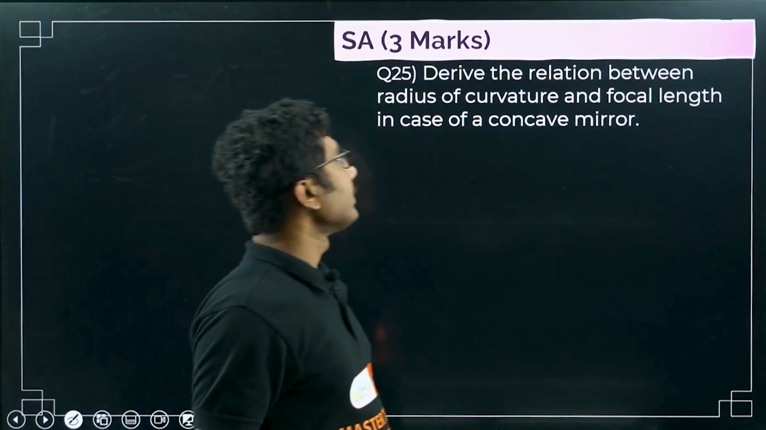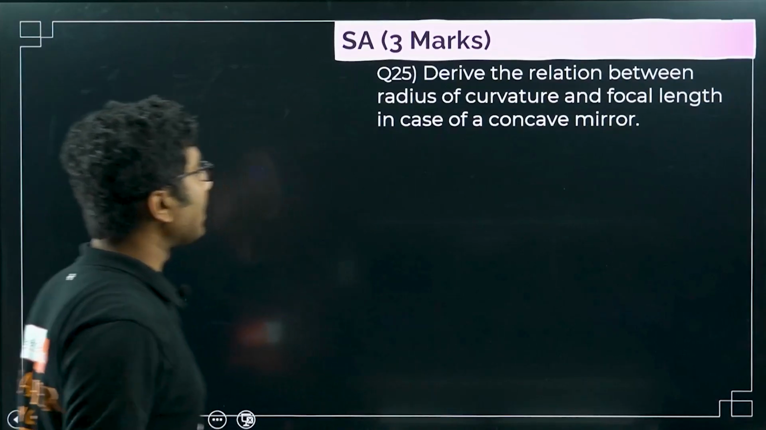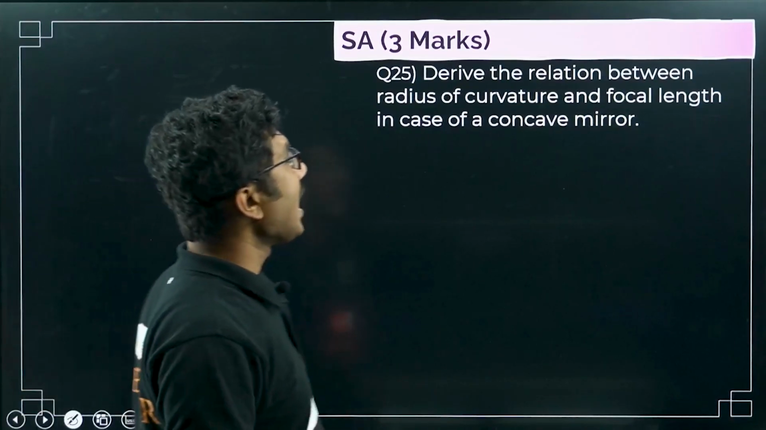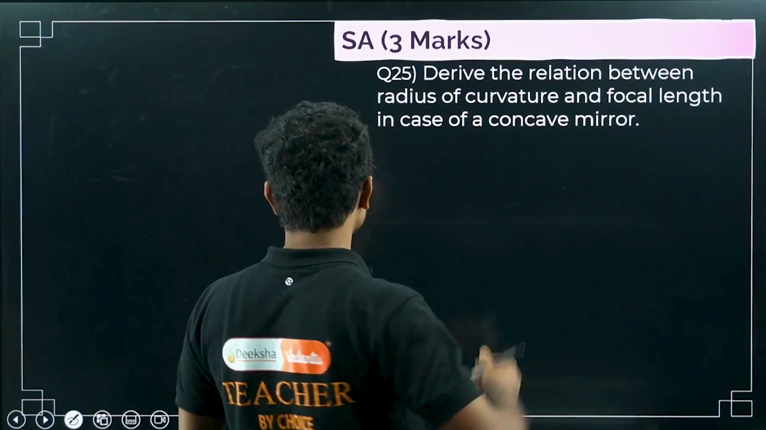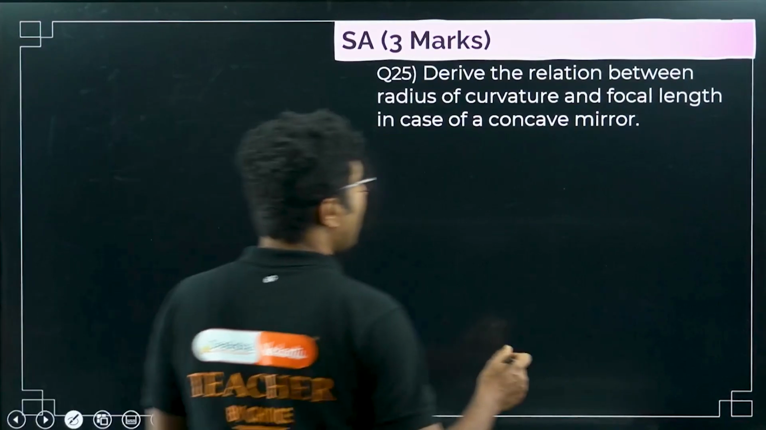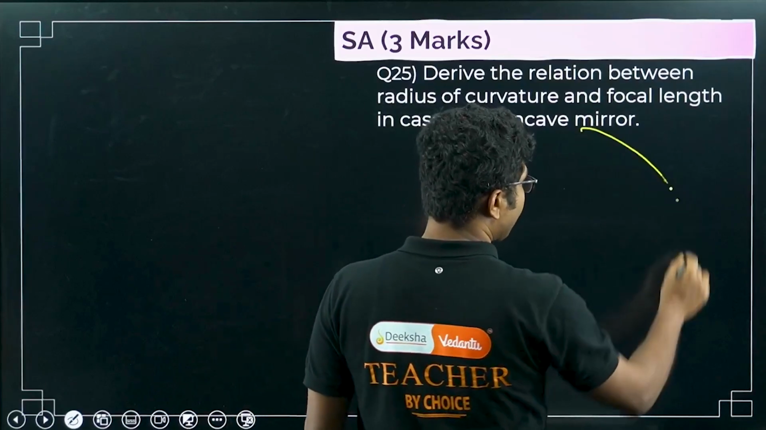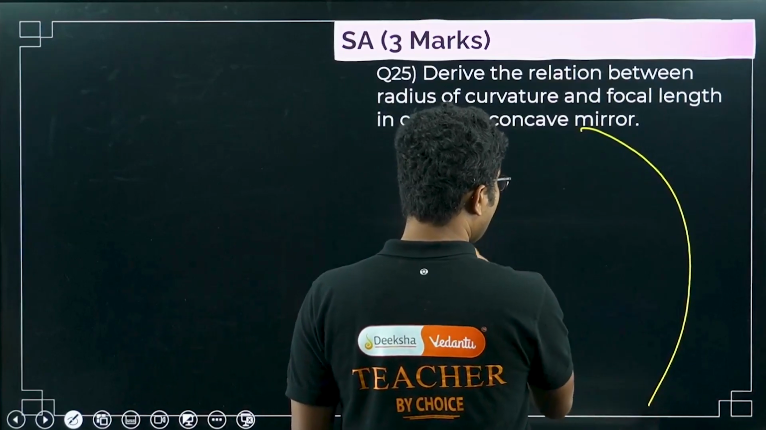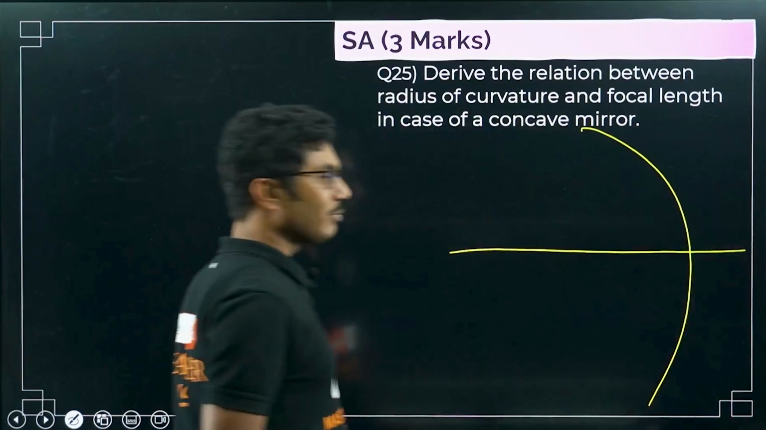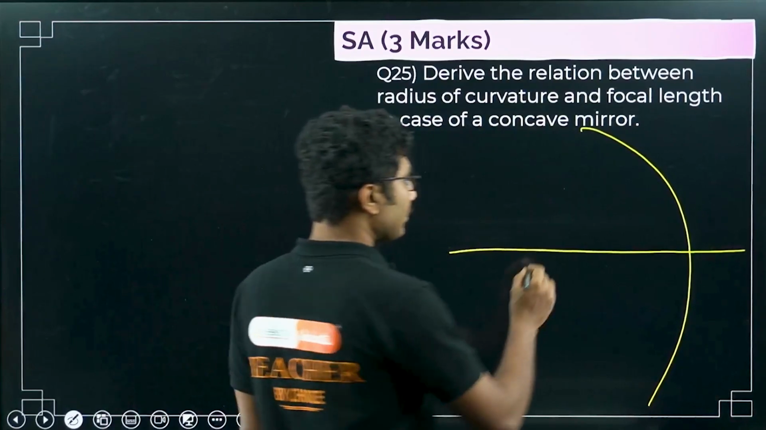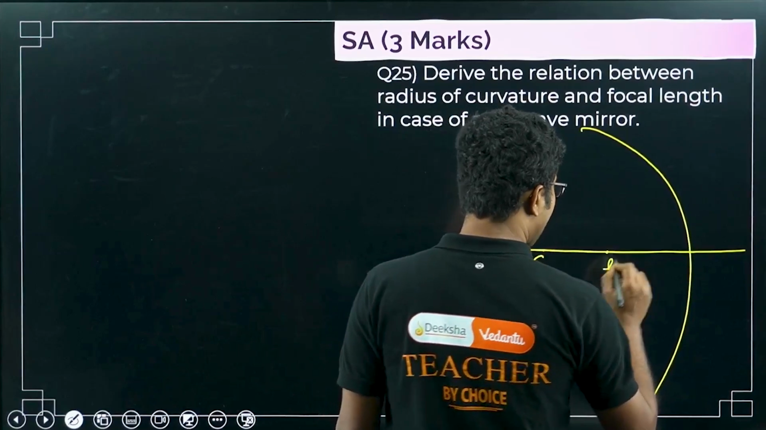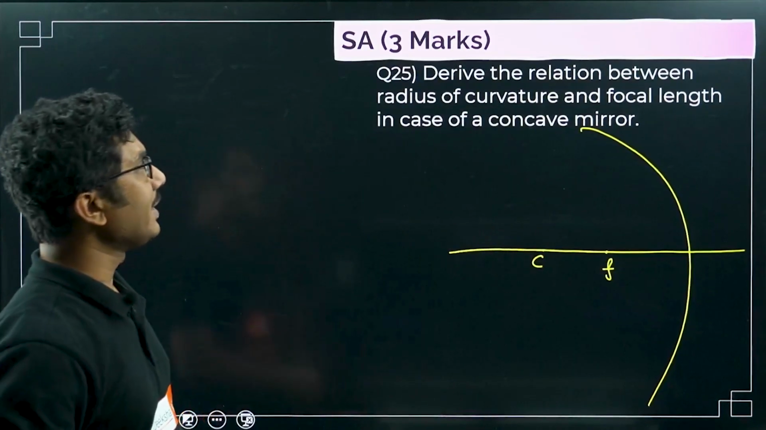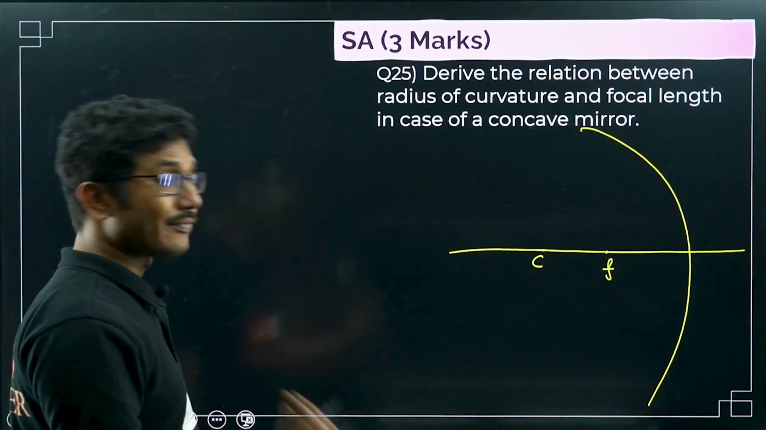Now let's look into this question. Derive the relationship between radius of curvature and focal length in case of a concave mirror. This is a very common question, okay. How to solve it? So first of all, you have to consider a concave mirror. The ray diagram is very important in this case. Okay, suppose this is the center of curvature, this is the focal length. So they have asked you to find the relationship between radius of curvature and focal length.